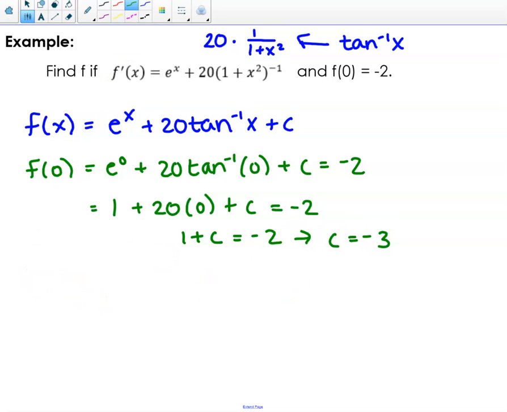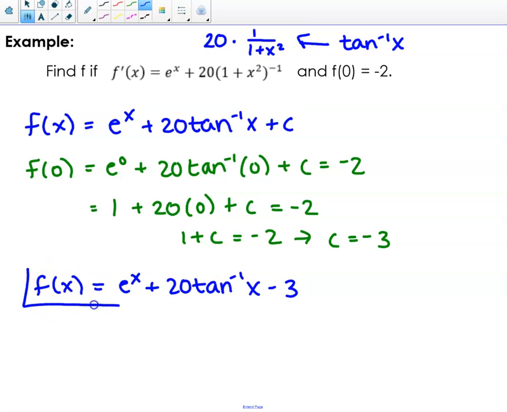So now we know the value of c, so we're going to rewrite the f function. f of x equals e to the x plus 20 times the inverse tan of x. And instead of plus c, we're going to put negative 3, or minus 3. So now this is our specific antiderivative instead of a general one, since we solved for c.